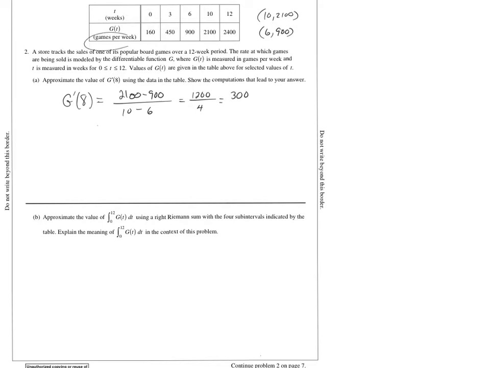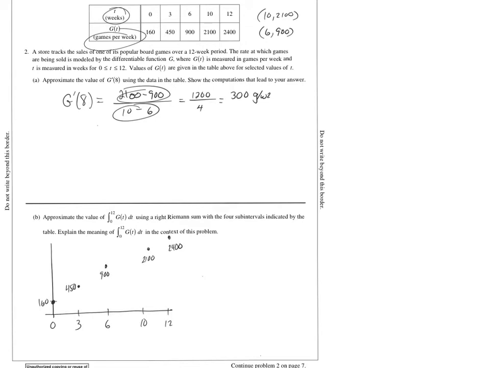Now, the units here, we have games per week, and then that's changing over weeks. So this numerator is games per week, and the denominator is weeks. So it's going to be games per week squared. It doesn't ask for the units, but it's so easy, you may as well toss them in there. It says show the computations. That means just show the slopes, show the difference in the y's over the difference of the x's. That is an absolute gimme, and I think we probably just picked up 2 points there.